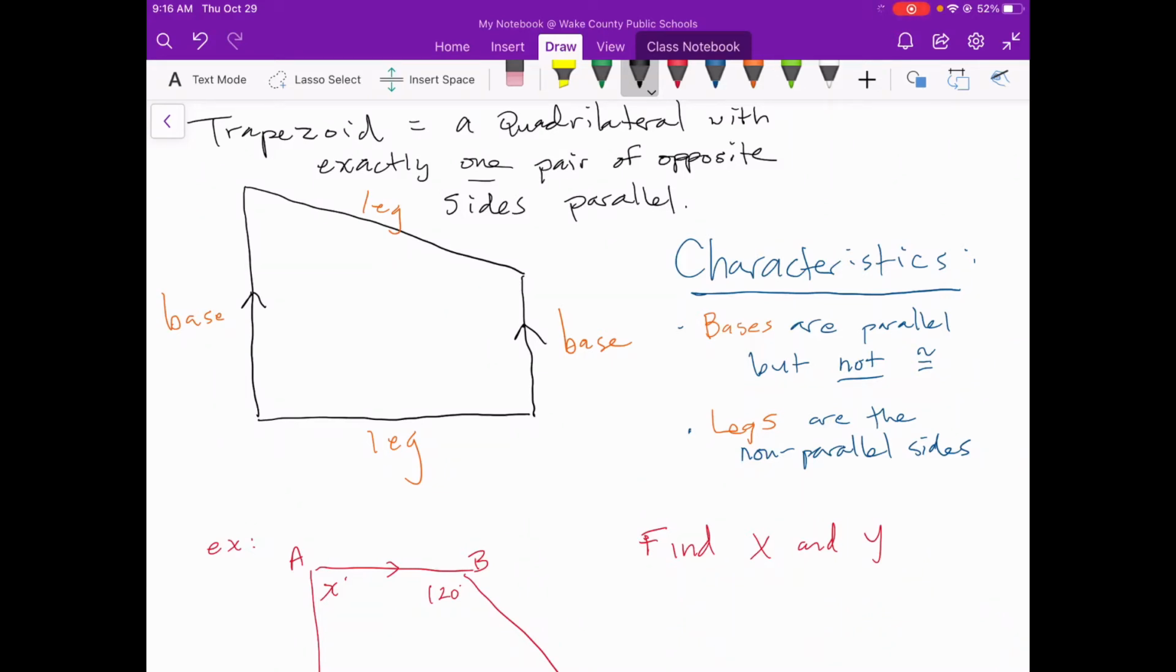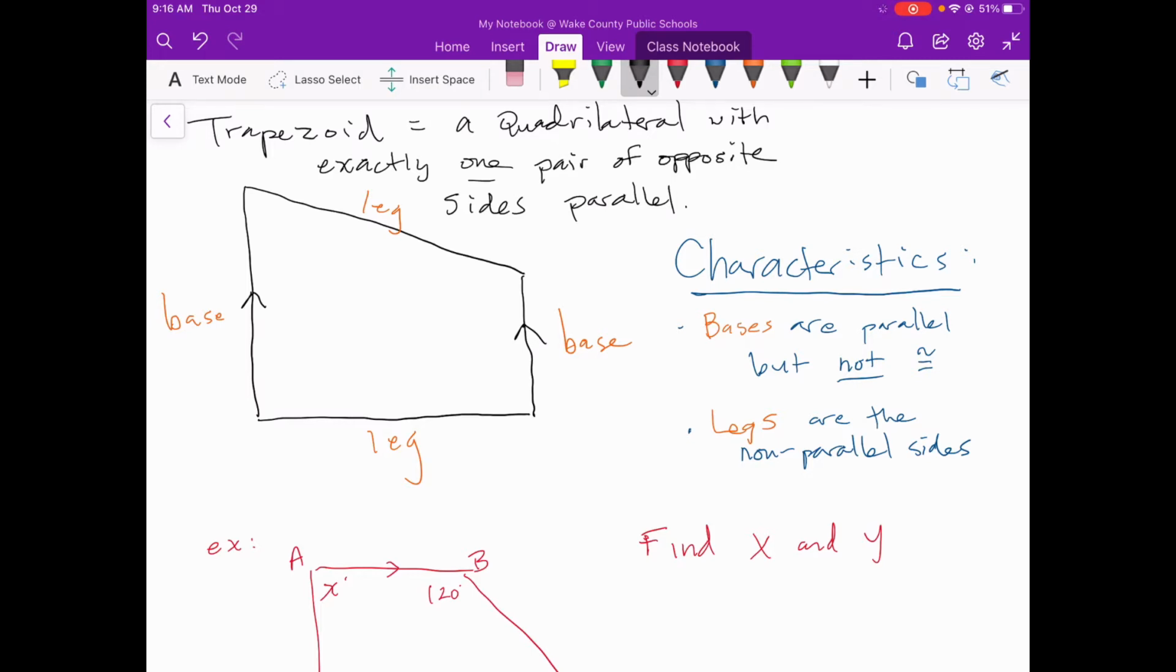Hello, this is a video on trapezoids. They are quadrilaterals that are non-parallelograms. So, a quadrilateral is a four-sided polygon and has all the quadrilateral properties, but it does not have any of the parallelogram properties. So real quick, your definition for a trapezoid is a quadrilateral with exactly one pair of opposite sides parallel.